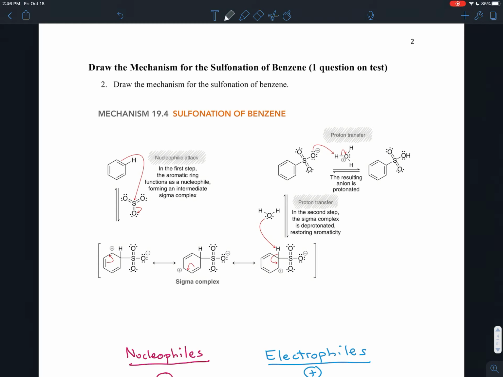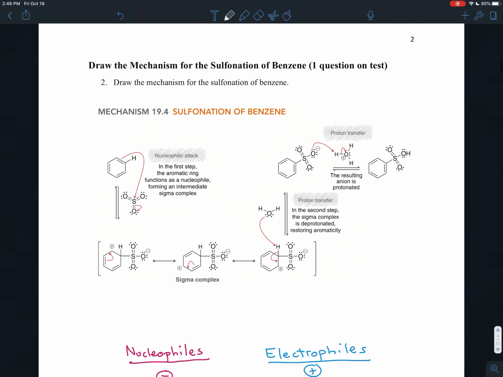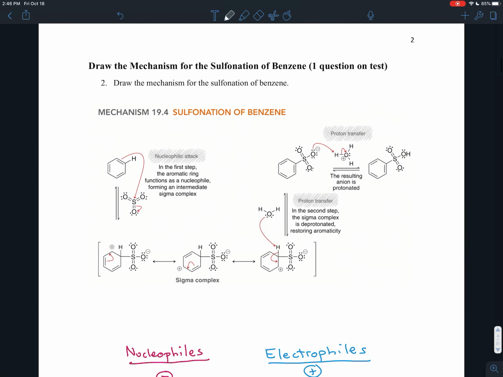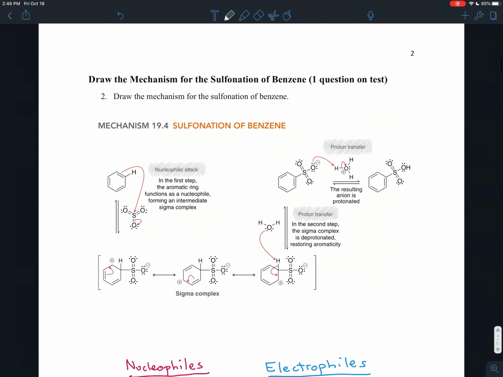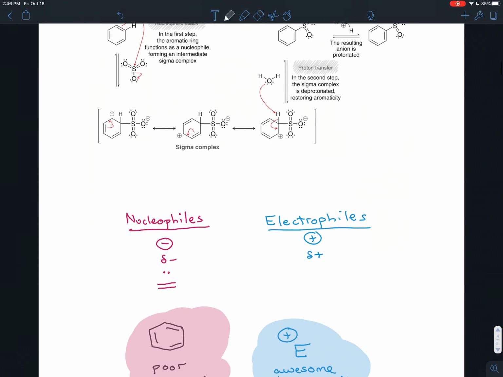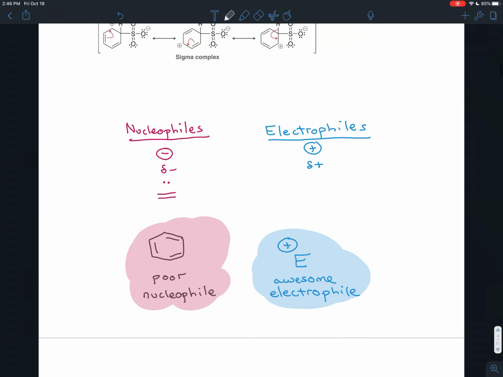You'll want to be able to draw the mechanism for the sulfonation of benzene. That's putting one of these SO3H groups onto a benzene ring. And the process is going to have some similarities to the bromination of benzene. And the first step is just the principle behind the reaction.